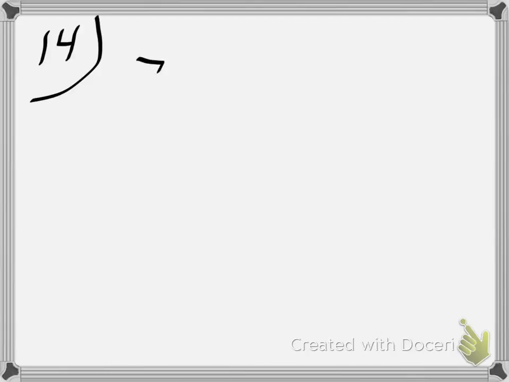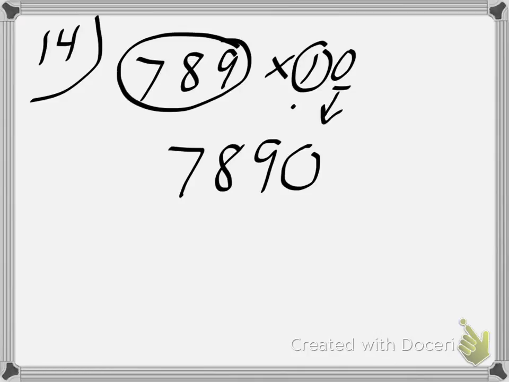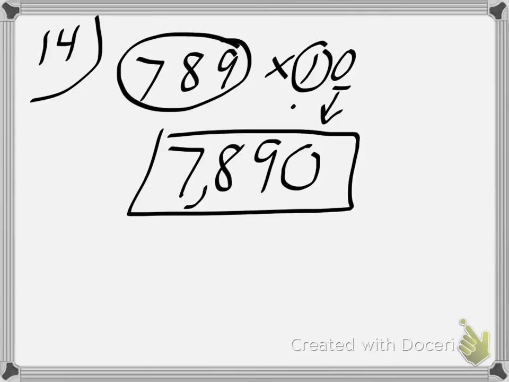For number 14, our problem is 789 times 10. Now 10 is a multiple of 10, and we're going to simply multiply 789 times 1, which is 789. Anything times 1 is itself, and then add the 0. So we're just going to add then this 0 to the end right here. So we have 7,890.